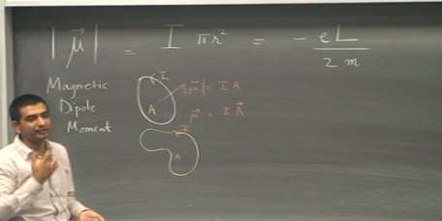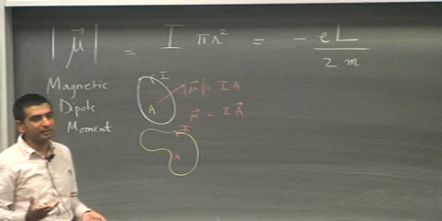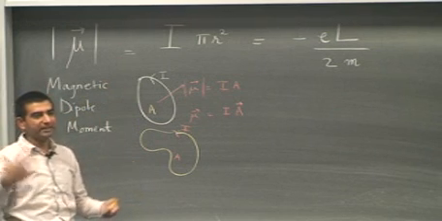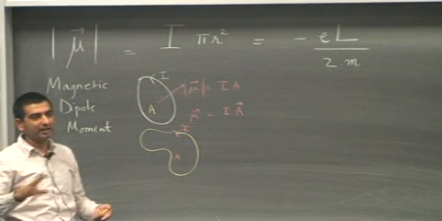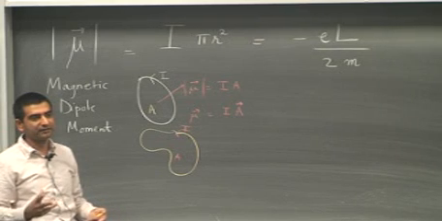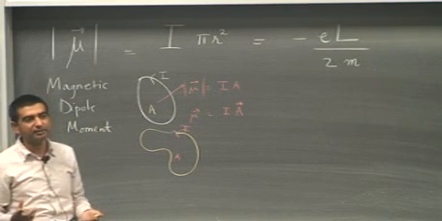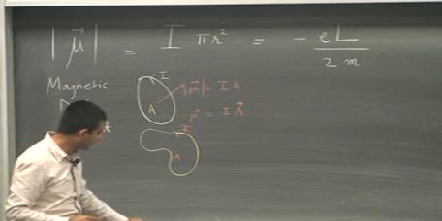This is how a motor works. This is how a generator works. You have a current carrying loop. It's placed inside a magnetic field, and it rotates under the action of the magnetic field, because the magnetic field interacts with the magnetic dipole moment of the circulating loop.